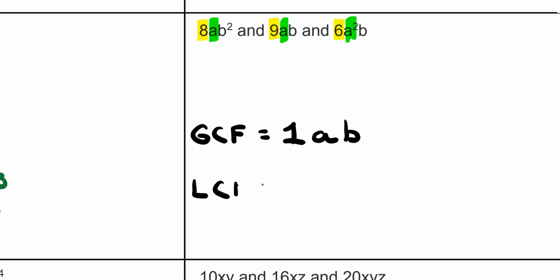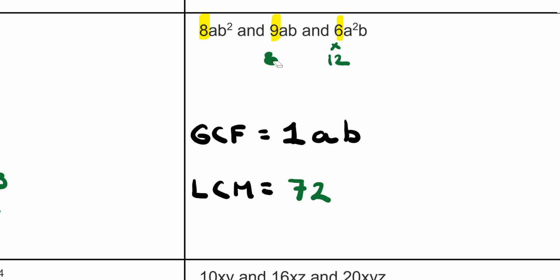And for least common multiple here, we've got to think a little bit. So 8, 9, and 6. The first common multiple of that is going to be 72. So 8 times 9 will give you 72, and 9 times 8 will give you 72, and 6 times 12 will give you 72, right? So 72 is the first common multiple for 8, 9, and 6.